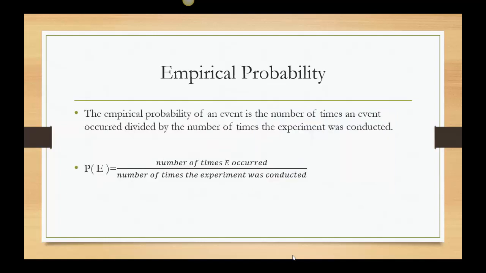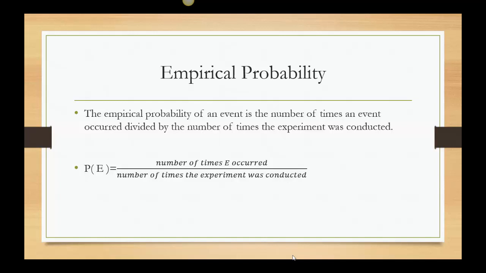First type of probability we'll talk about is called empirical. The empirical probability of an event is the number of times an event occurred divided by the number of times the experiment was conducted. Here's our notation. So P for probability, and then I have parentheses around E. Notice E is my event, but it's also a set. So think back to when we did sets in this class, maybe way at the beginning. The same kind of thing here.